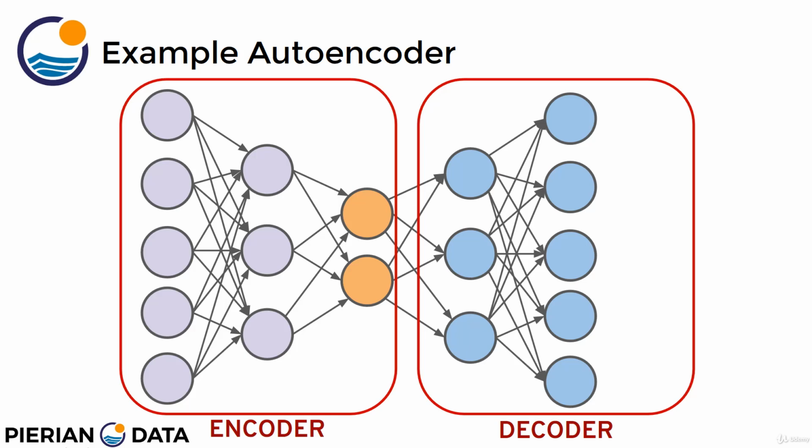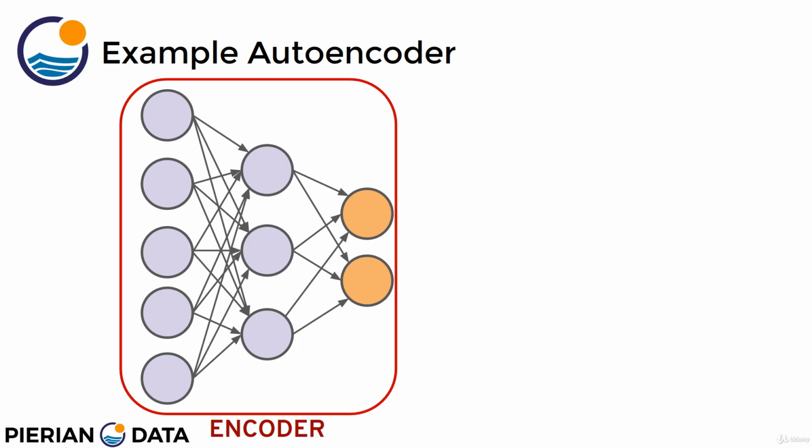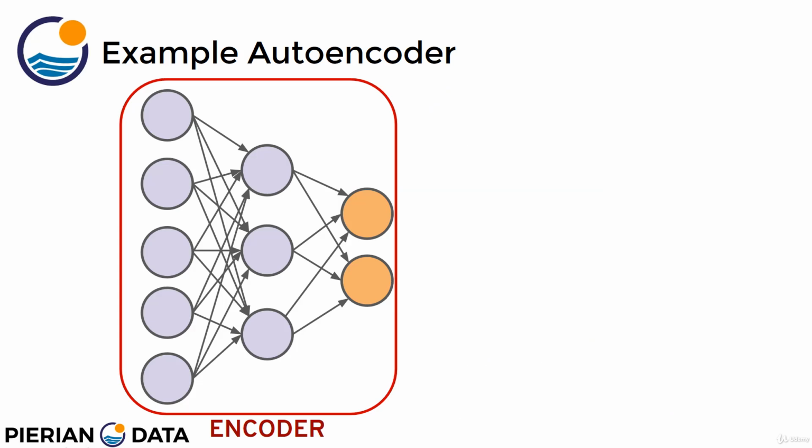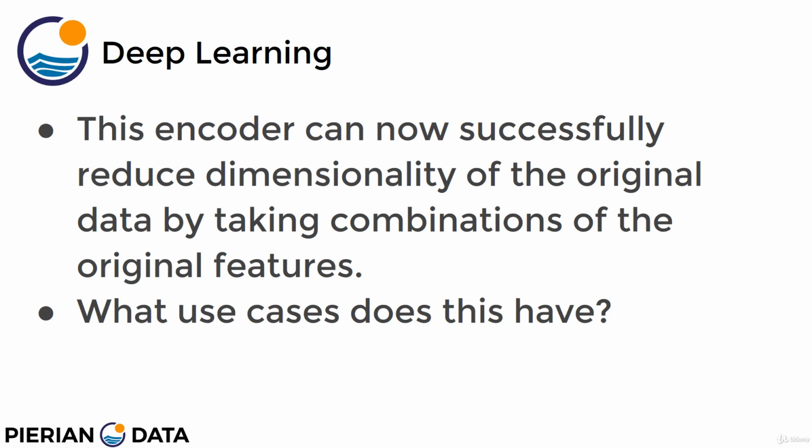Because if it's not able to learn correctly what combination of features is important, then you're going to have a really poor output. So that's the job of the decoder. So we train this all together until the hidden layer becomes really good at extracting useful information, and then the decoder can expand that back out. Once we've trained the full autoencoder, we just grab the encoder section, and now we have something that can successfully reduce dimensionality. So we train them together, but when we actually want to use it for dimensionality reduction, we only need to grab the encoder part. So this encoder can now successfully reduce dimensionality of the original data by taking combinations of the original features.